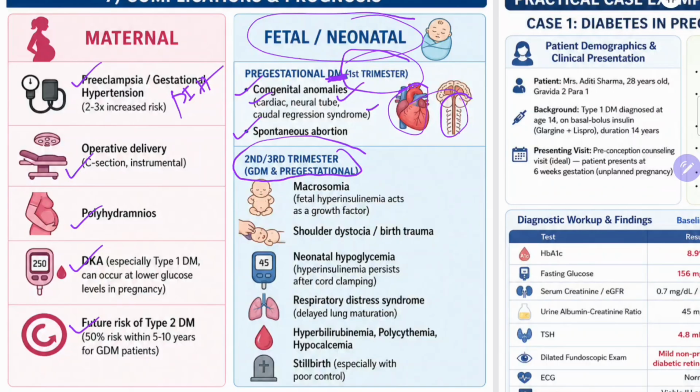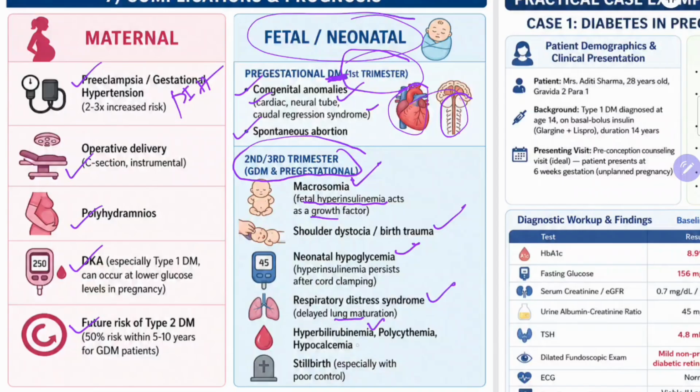In the second and third trimester, in both GDM and pre-gestational, she will have a risk of macrosomia. Why macrosomia? Fetal hyperinsulinemia acts as a growth factor. At risk of shoulder dystocia or birth trauma during delivery. At risk of neonatal hypoglycemia. Why? Hyperinsulinemia persists after cord clamping. High risk of respiratory distress syndrome because of delayed lung maturation.